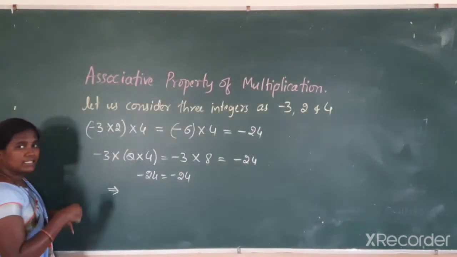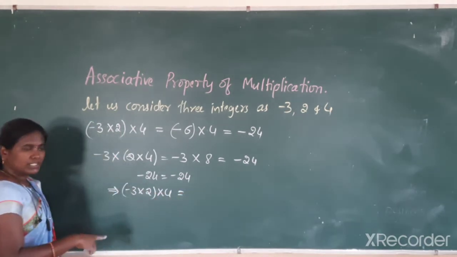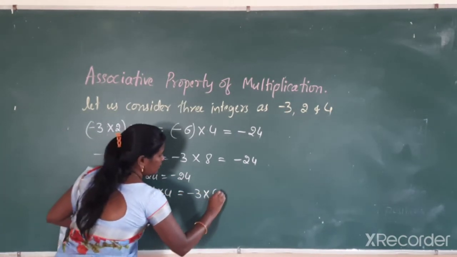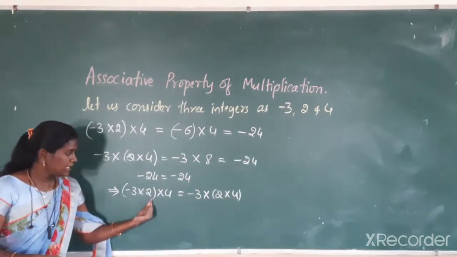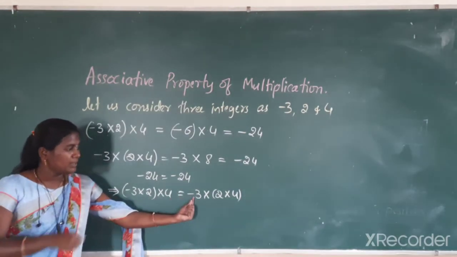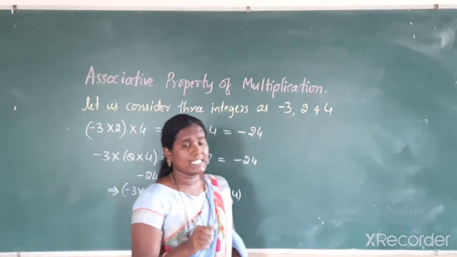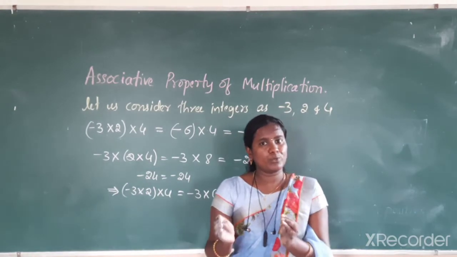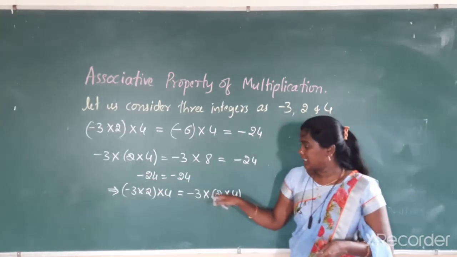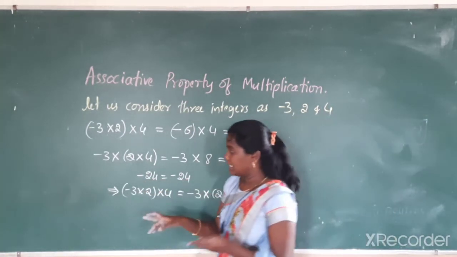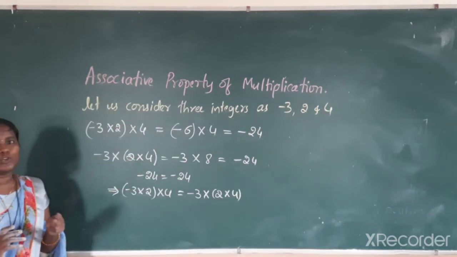This implies that (-3 × 2) × 4 is equal to -3 × (2 × 4). It is clear that whichever group you make, the product remains the same. The product of the LHS is -24 and the product of the RHS is also -24. Therefore, LHS is equal to RHS. So it is clear that multiplication is associative for integers.